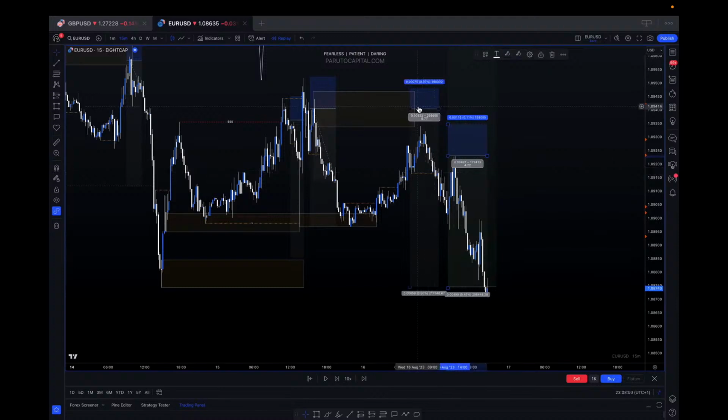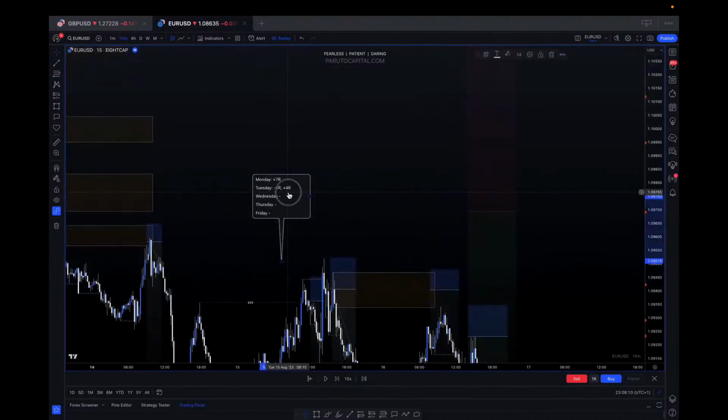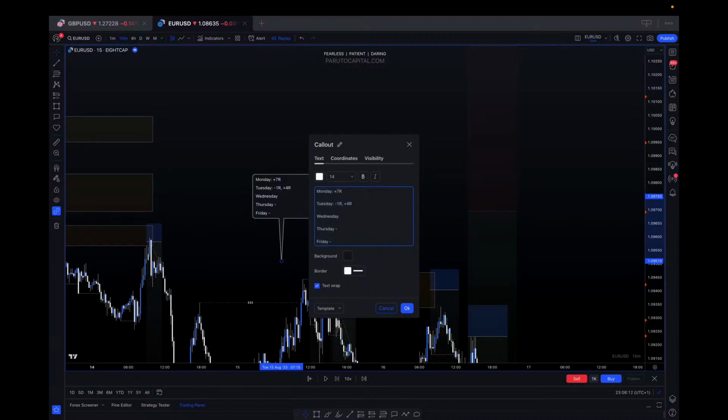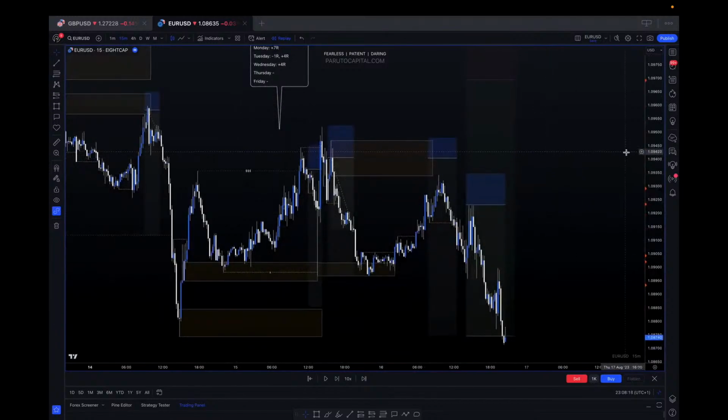So on Wednesday, this entry, London session, did not work out, but then this entry, New York session, worked out just fine with our stop above this area. So that's 1 to 4. So we can update this. So Wednesday plus 4R.